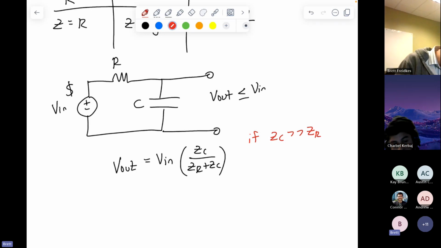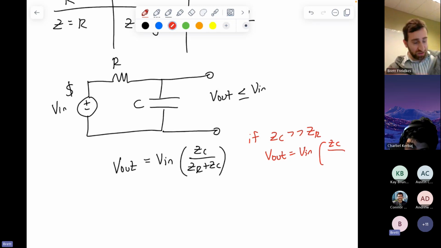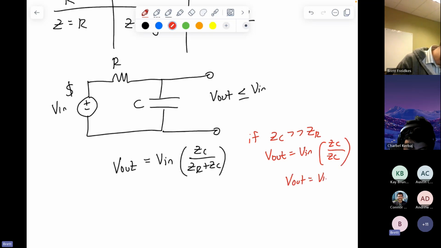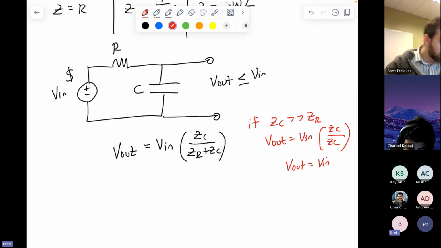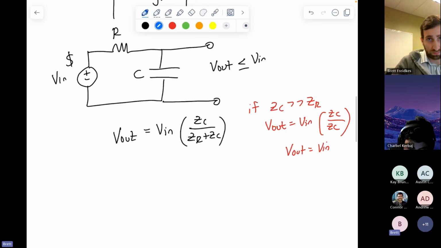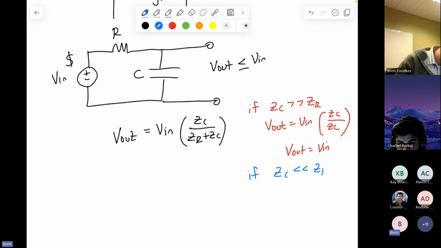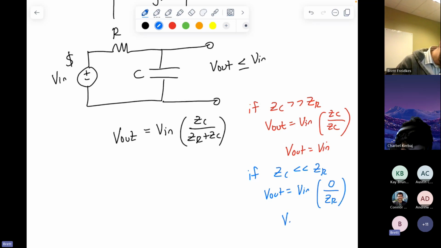So if ZC is much greater than ZR, we say that V out is V in times ZC over ZC, since the denominator is simply ZC. So we see that we spend all of our voltage supplied by the input on that element because ZC is much greater than ZR. Does that make sense? If ZC is much smaller than ZR, then we have the opposite type of behavior. If ZC is very tiny, this is essentially 0 over ZR. Well, no voltage is used on the capacitor because it is a very low impedance.